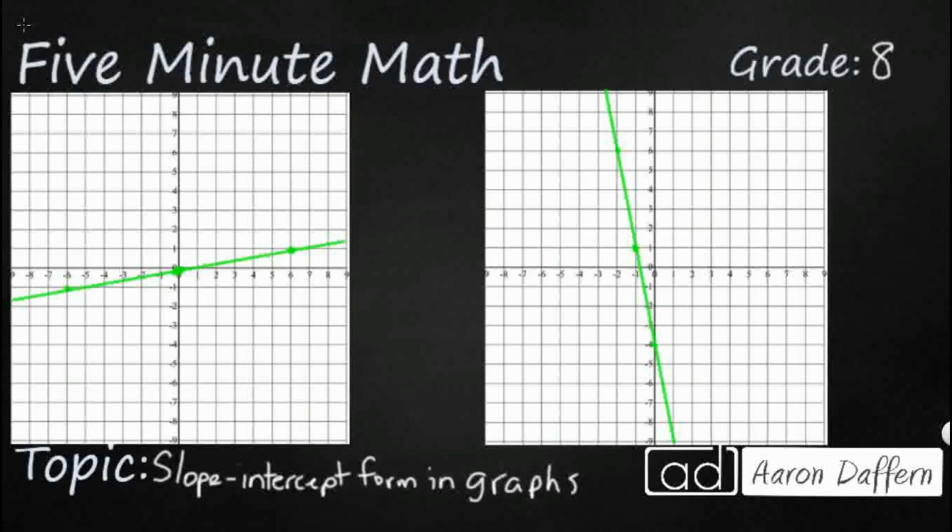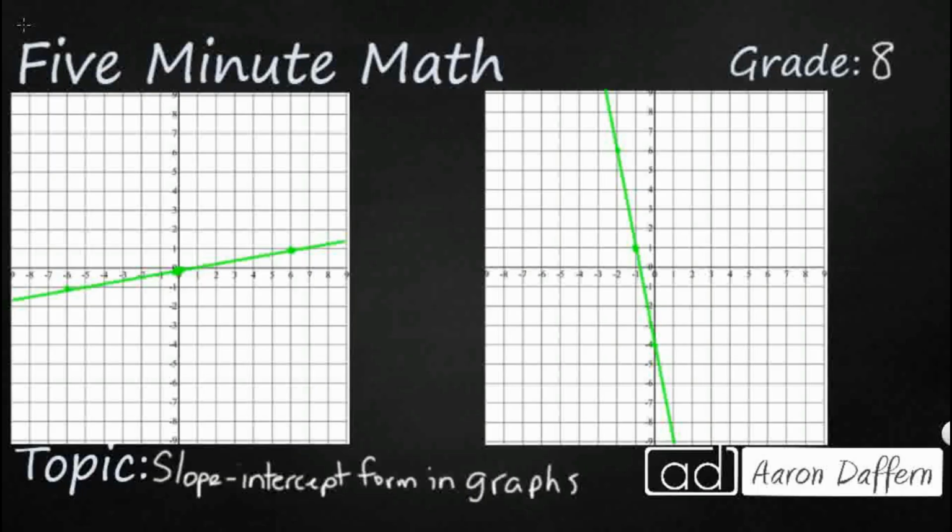Today we are looking at the 8th grade concept of slope-intercept form, specifically how we can find it in graphs, and we will do it in 5 minutes or less. So we've got two different graphs here, and sometimes in 8th grade we will be asked to write the linear equation that matches this graph, and all we get is a graph. We don't get any numbers at all. So how do we do that?